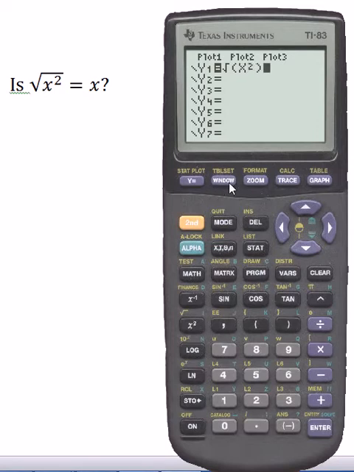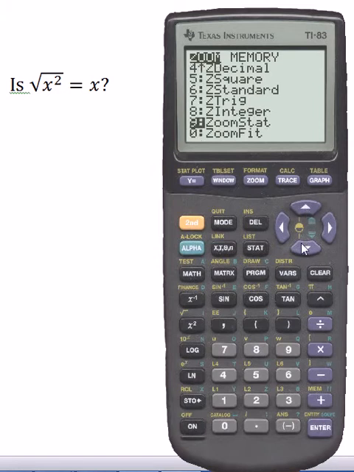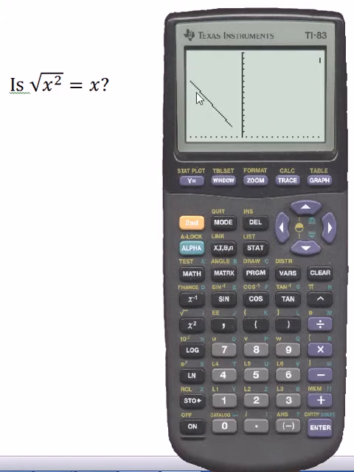Now if we check out this graph, let's go ahead and zoom fit to zoom up to a nice spot. And so we can see that we have this V or check looking shape here from the square root of x squared. Now, if this is a true equality, the graph should look the same.